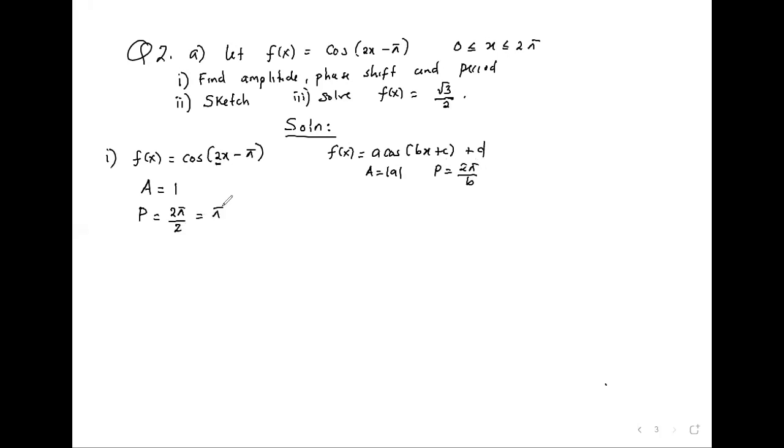Okay. What is the phase shift? For the phase shift, we equate bx plus c to 0 and then solve for x. So here we equate 2x minus pi to 0, and then solve for x.